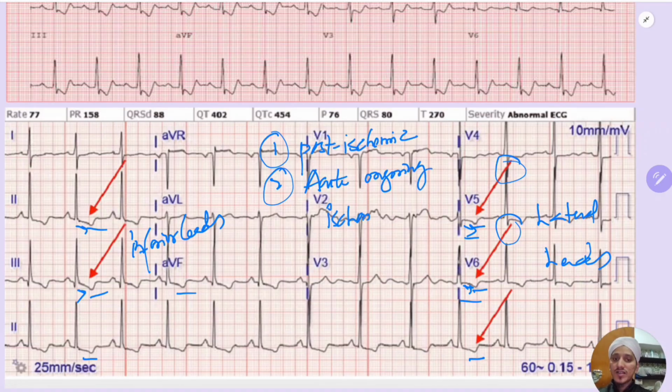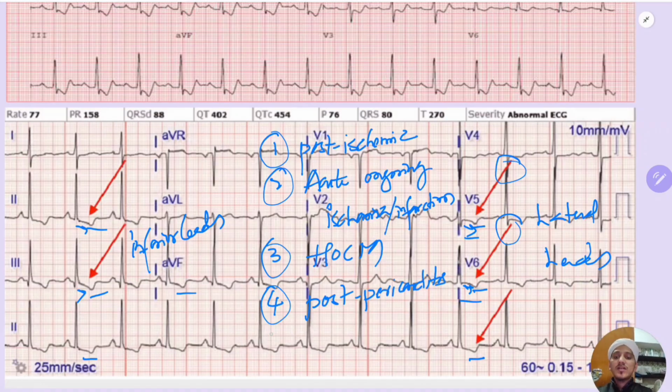Either ischemia or infarction. That is the second possibility. The third possibility, what is the differential diagnosis? It can be due to hypertrophic cardiomyopathy. What is the fourth possibility with inverted T waves? It can be post perimyocarditis. Post pericarditis, remember, post pericarditis inverted T waves. So these are nothing but the differential diagnosis of inverted T waves.